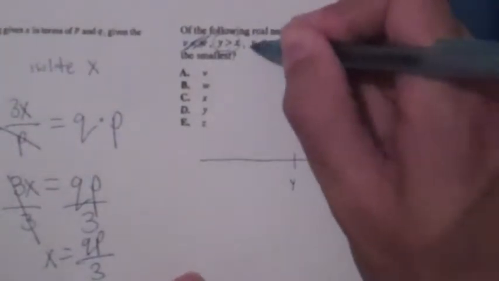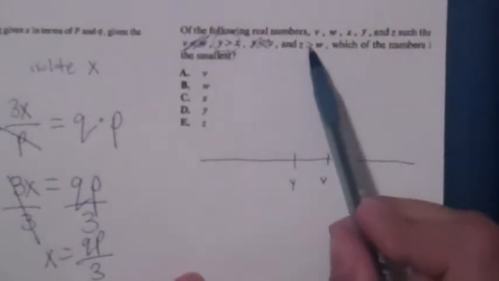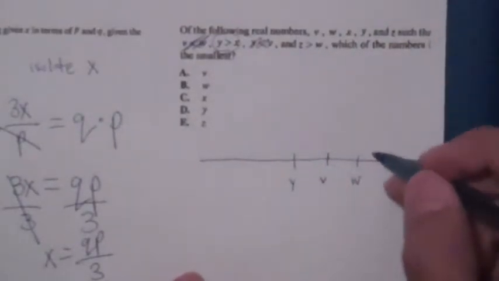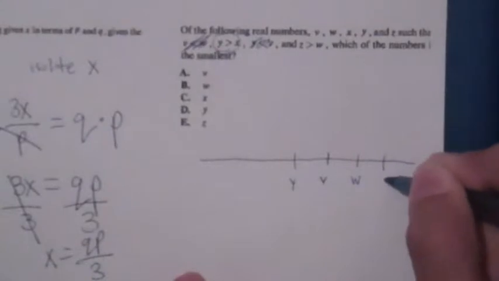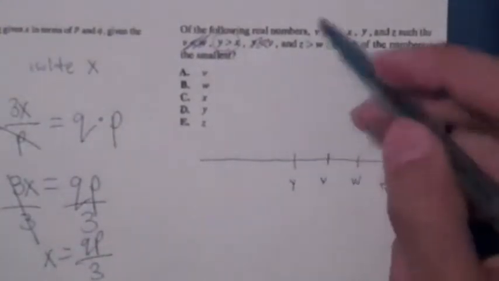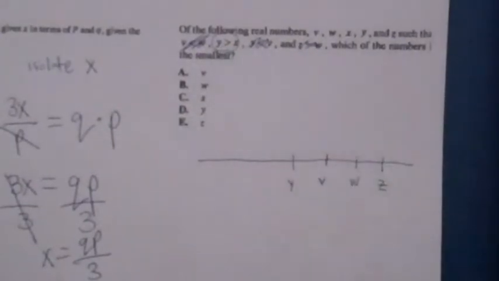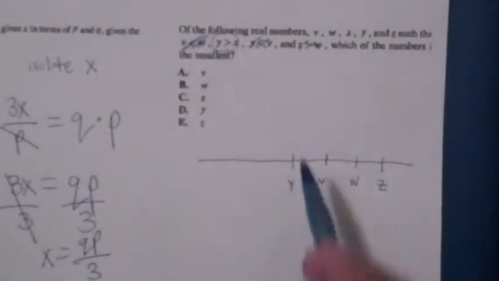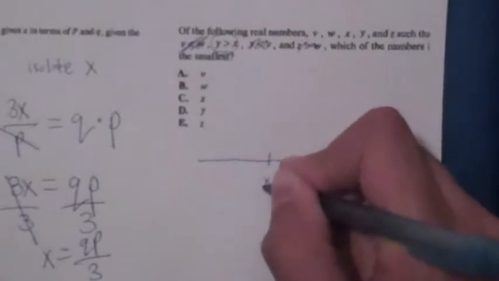So I dealt with this piece here, and this next one says that z is bigger than w. So z has to be bigger than w. It's going to be somewhere over here. And the last piece of info I need is this one over here that y is greater than x. So y has to be bigger than x. X would go somewhere in this area.